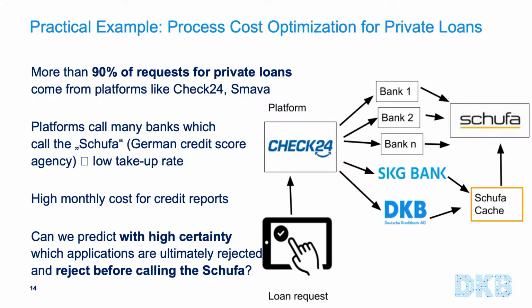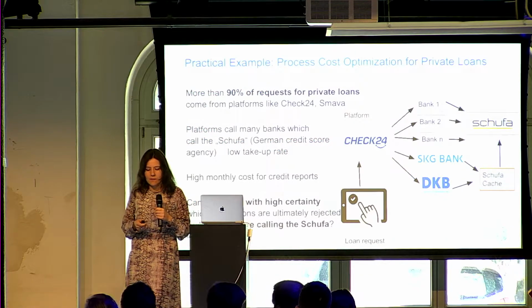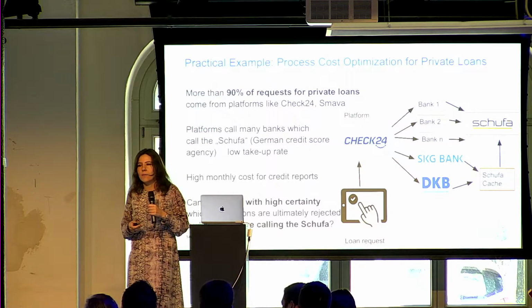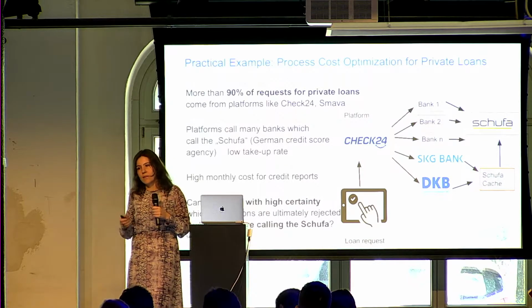all the banks call the credit bureau. And this is pretty expensive. These people have a monopoly and charge heftily for each request. So what we want to do is know if the customer will maybe be rejected, and if this customer has a really high probability of being rejected, we want to reject them early and not make this very expensive call.